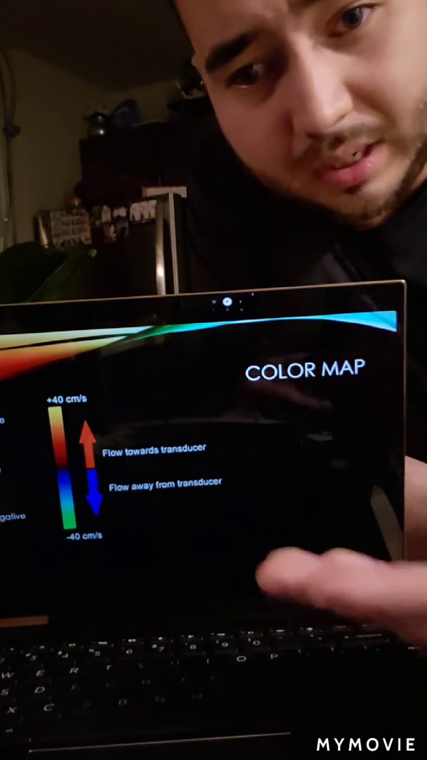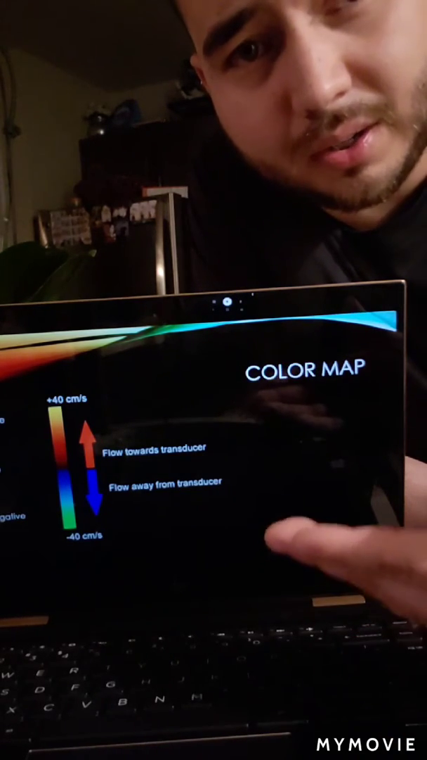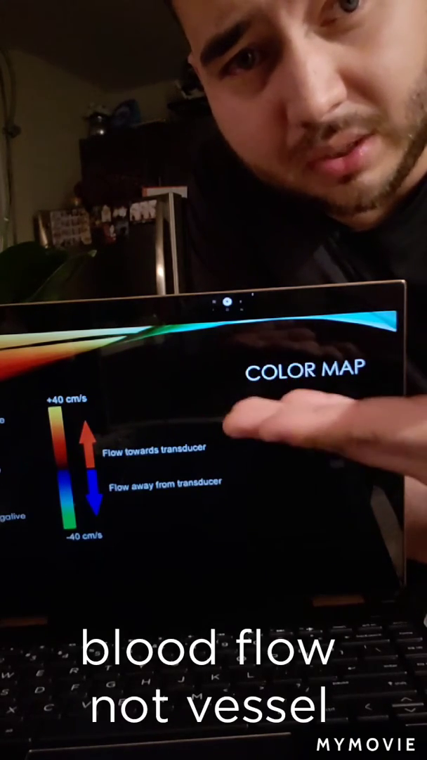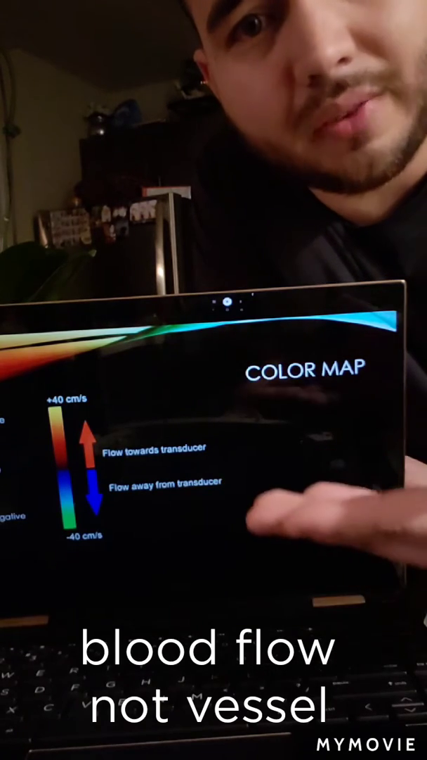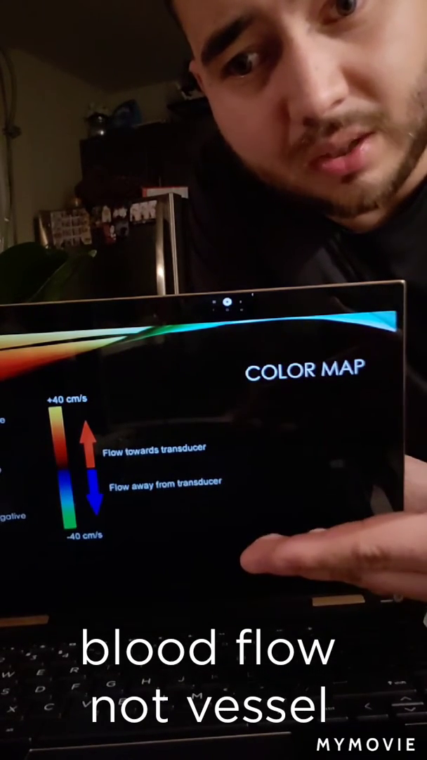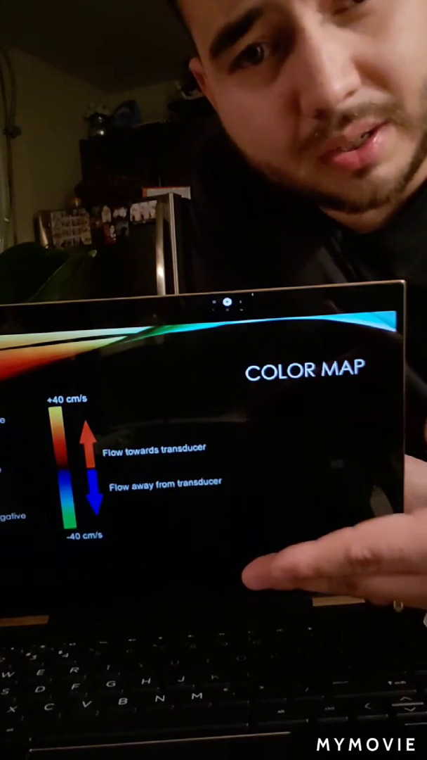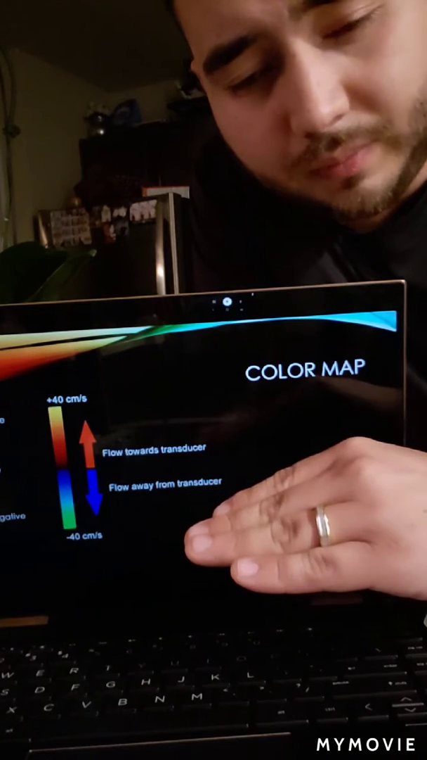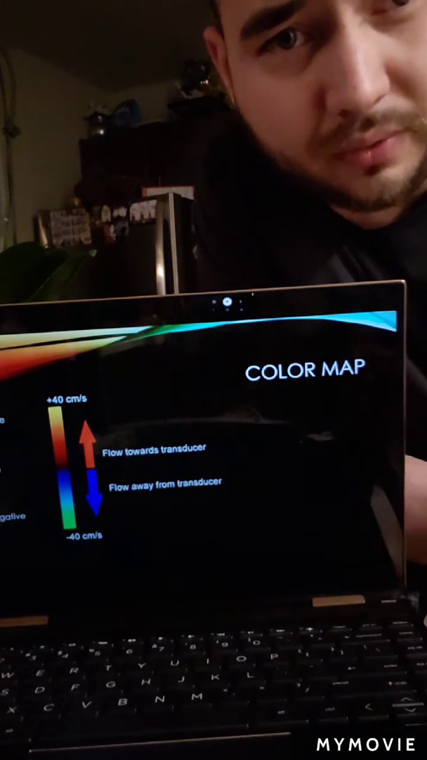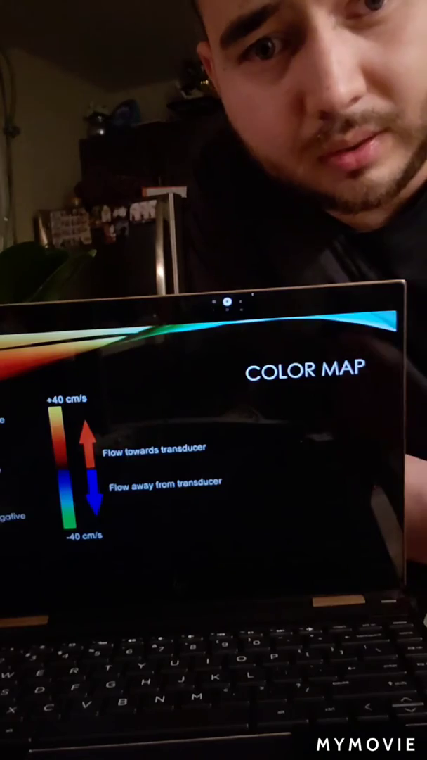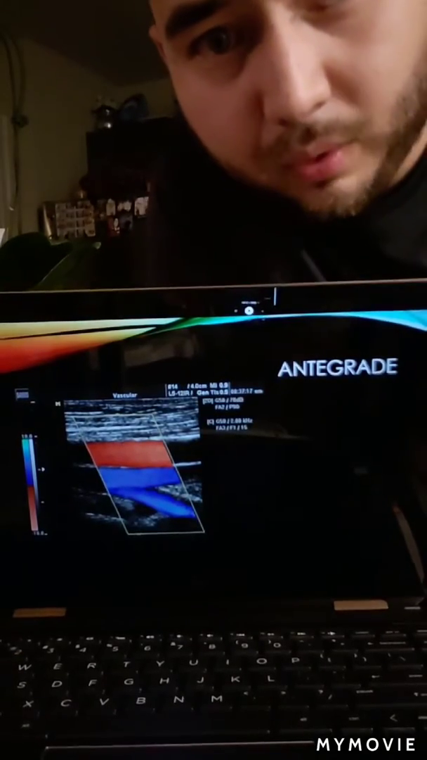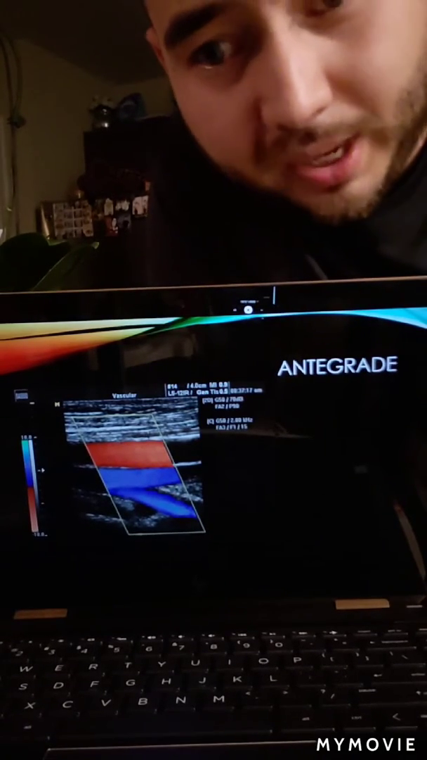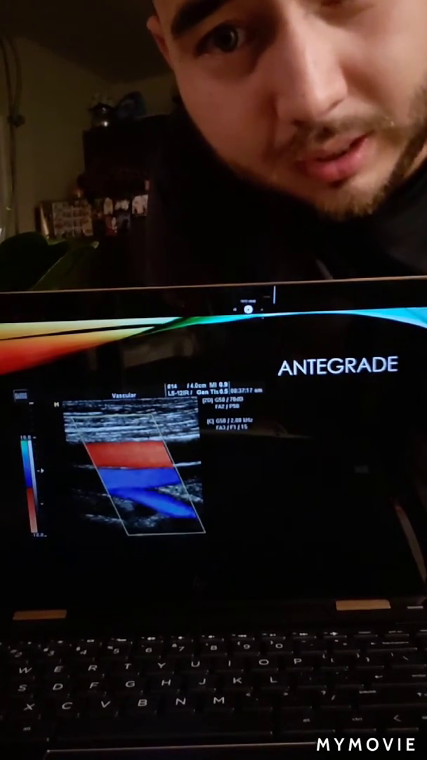So let's say we start at 2 million hertz. From there, if it's a greater number, that means the blood is traveling towards the transducer, and if it's a lower response than 2 million hertz, then it means it's below the color map, which means it's traveling away from the transducer. This is a good example of what I meant by antegrade, which means the blood flow is going the way it's supposed to, and there's no reflux or anything like that.